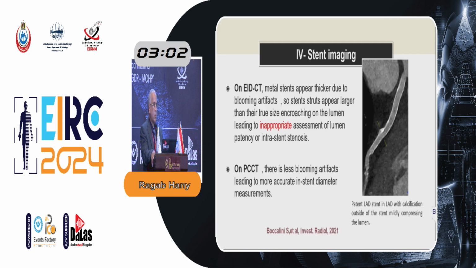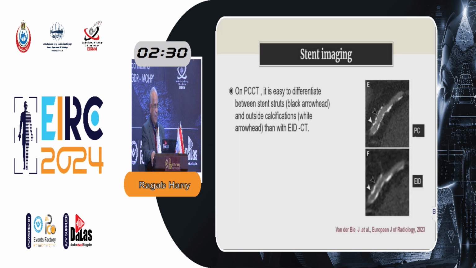Stent imaging is a very important characteristic of photon counting imaging, because you know that to make stent imaging, the size of the stent can be more than 3 millimeters, so we can image this by CT scan. In small stents, we cannot, because the spatial resolution of conventional CT scan is very low, so we cannot estimate in-stent patency or in-stent thrombosis, or even the calcified wall outside the stent.